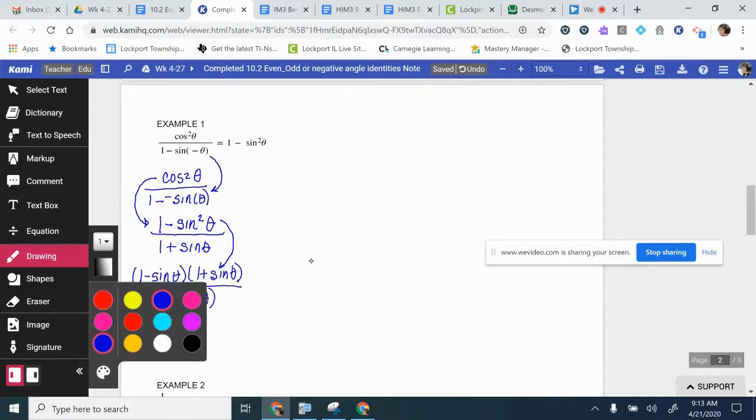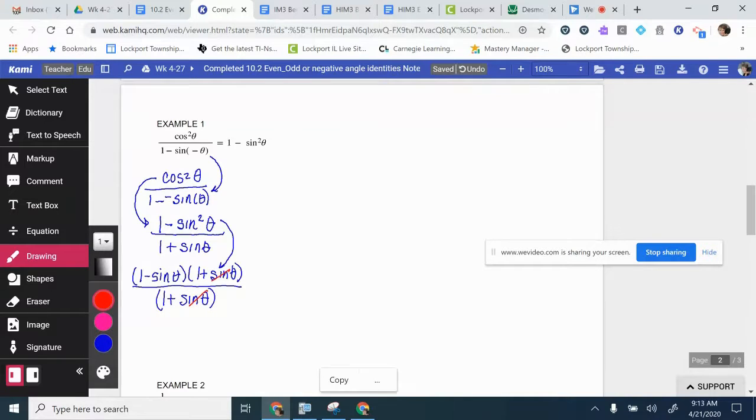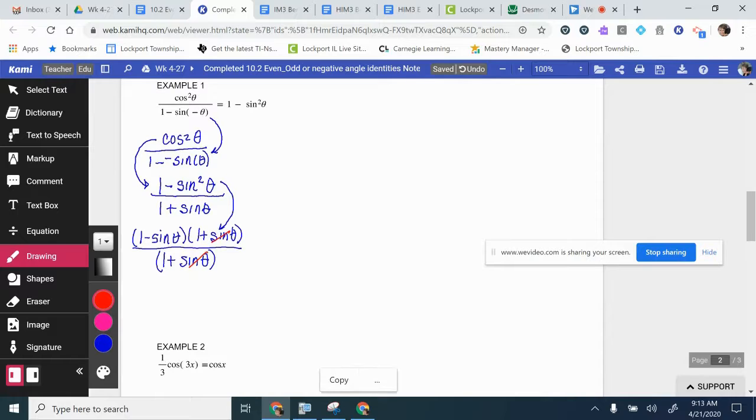And now I'm going to divide out common factors. And then I'm left with 1 minus sine theta. And this is supposed to be a sine theta. And I'm going to bring this down. 1 minus sine theta.